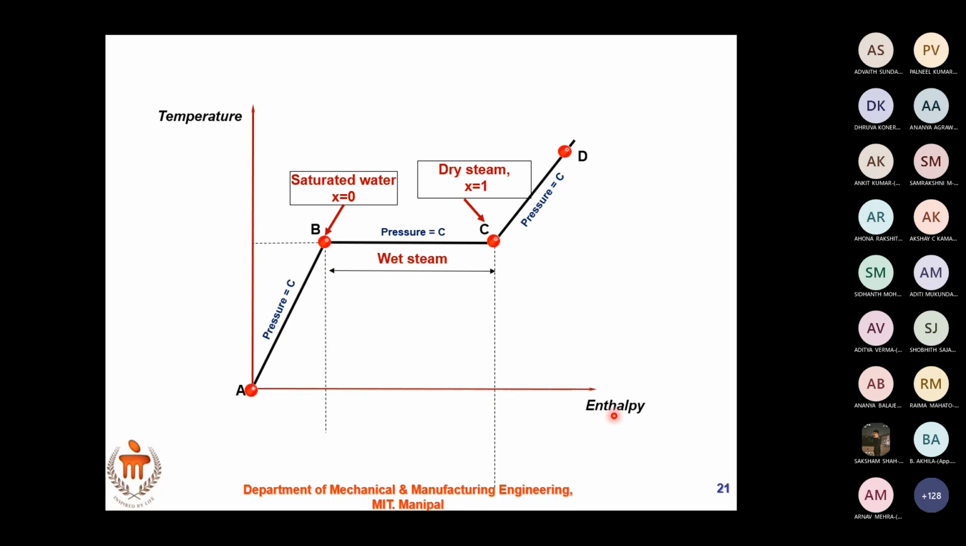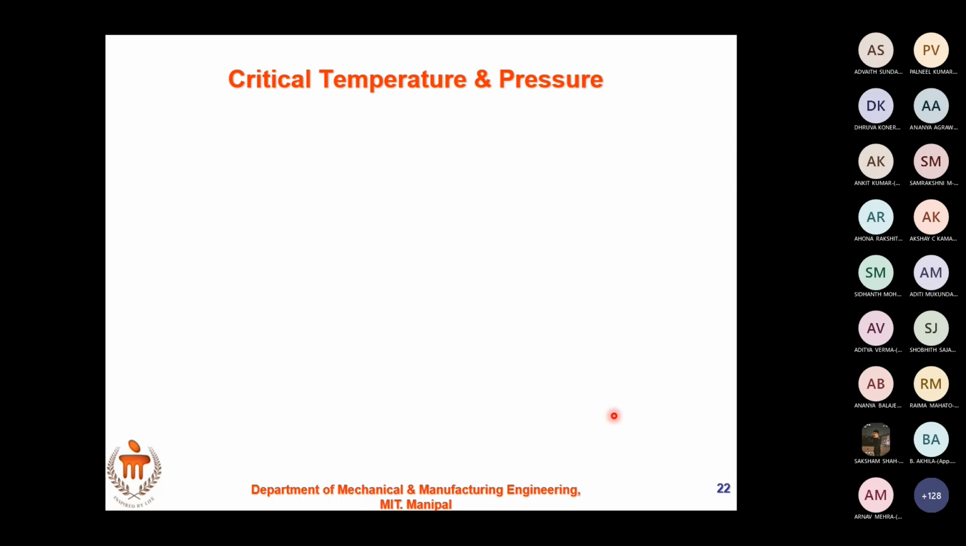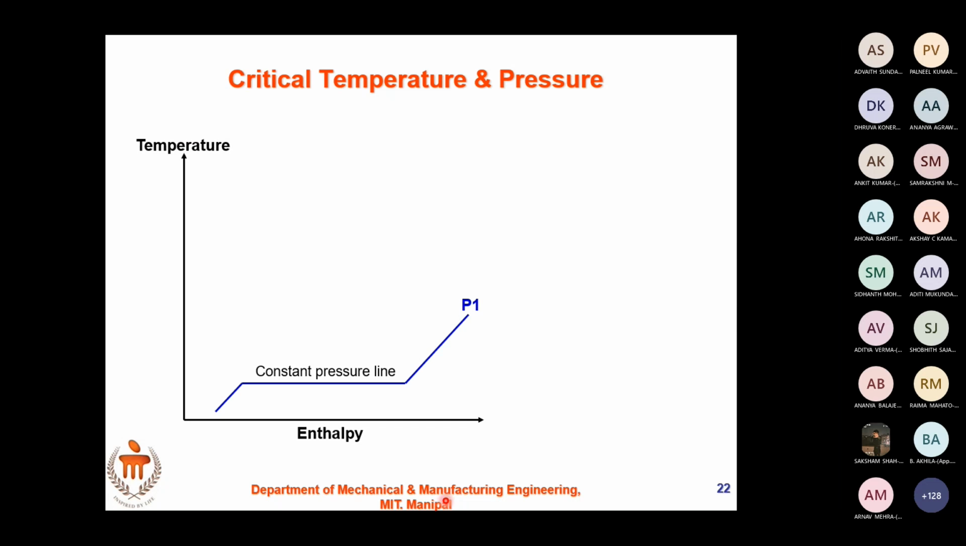Okay, so then I'll move on. I'll now introduce you to critical temperature and pressure. Now we started our experiment at pressure P1. So this is the constant pressure line that I get, called an isobar. Now if I conduct the same experiment at a higher pressure, what will happen? I'll end up with this isobar now. I'll now conduct the experiment at still higher pressure. So what are you observing?